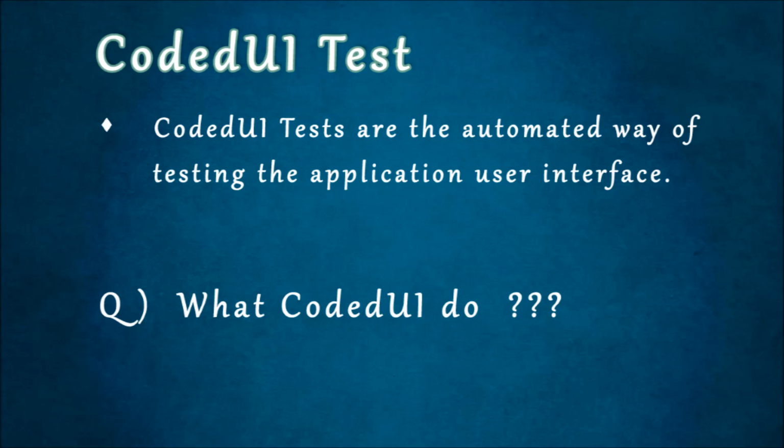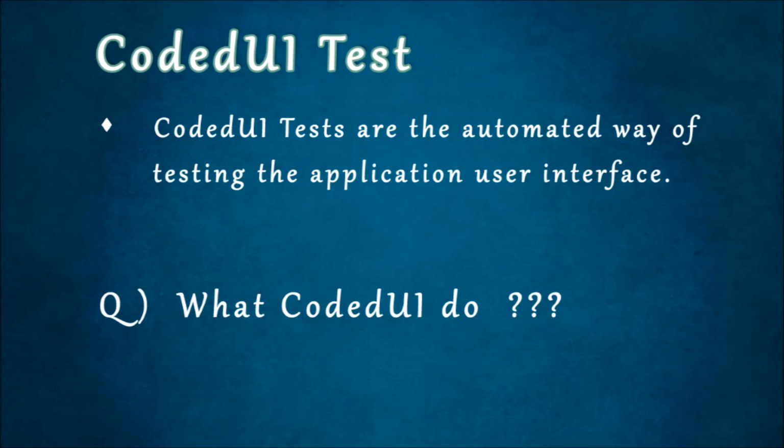Coded UI tests are the automated way of testing the application user interface. Automated testing is a form of testing that records the manual testing steps and then reruns the recorded steps without performing the entire process manually again. The question is, what does Coded UI do? Coded UI just records what you do. So you are testing the application, but you only have to test it once. After that, it's able to run on its own.